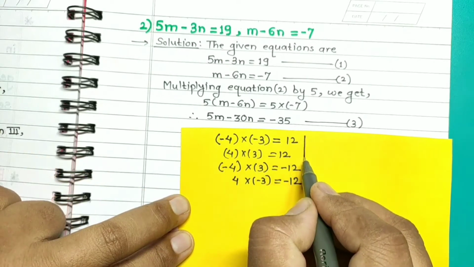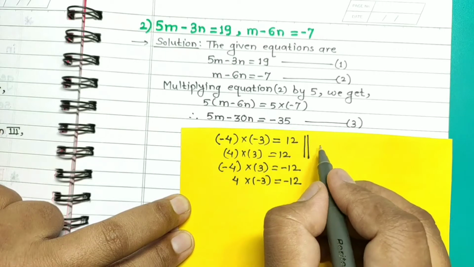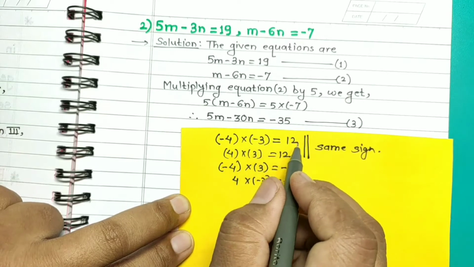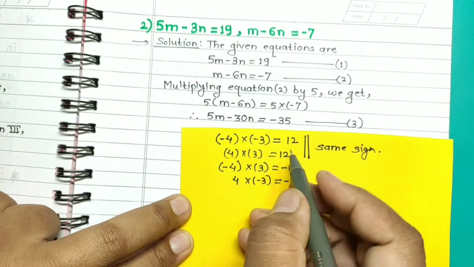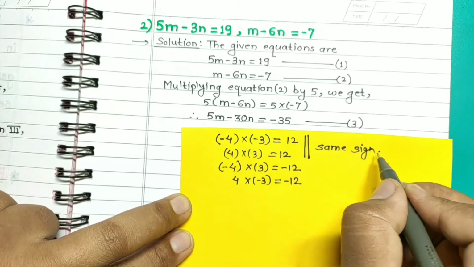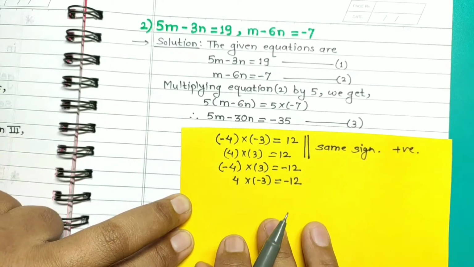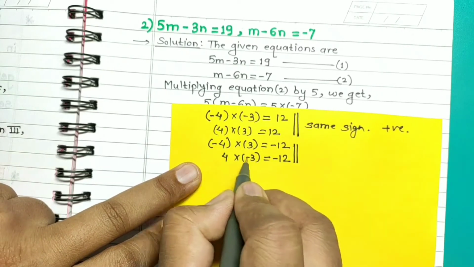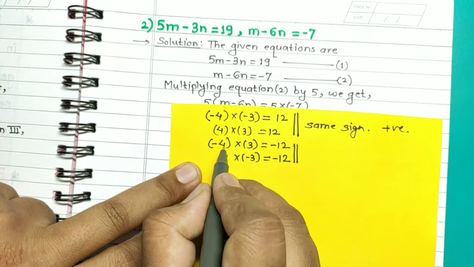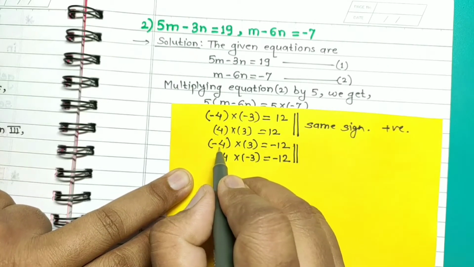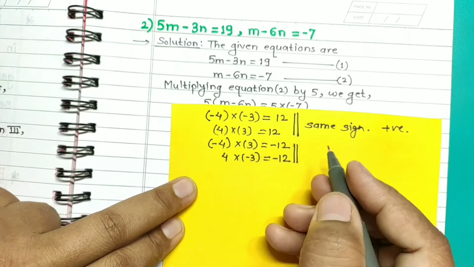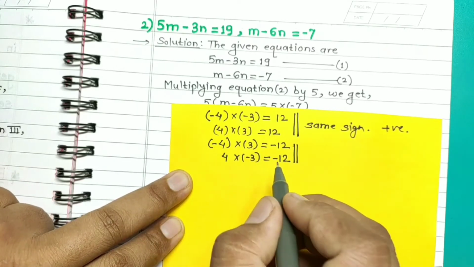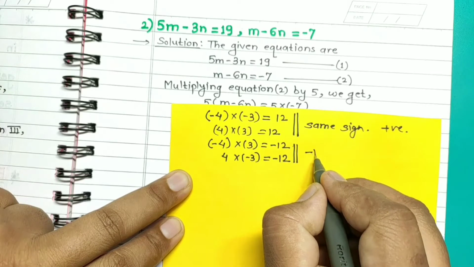In the first two examples, both the numbers have the same sign, so you multiply them and the product will be positive. If both the numbers have the same sign, then the product is positive. And in the second two conditions, both the numbers have opposite signs. Here 4 is minus and 3 is plus, so their product is negative. That means while multiplying, if the two numbers have opposite signs, then their product is negative.